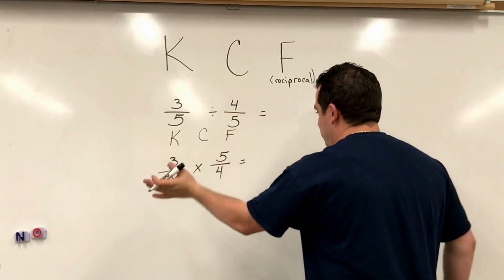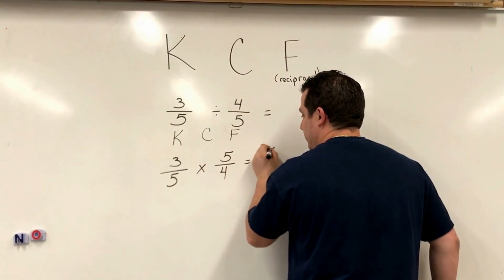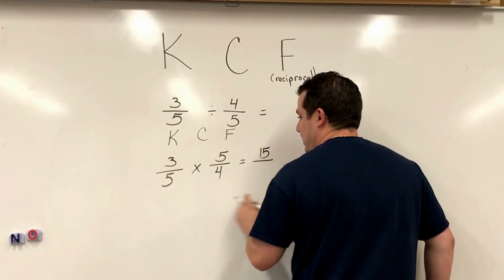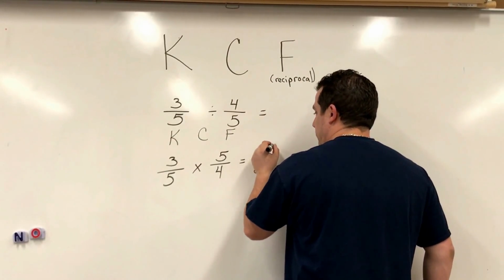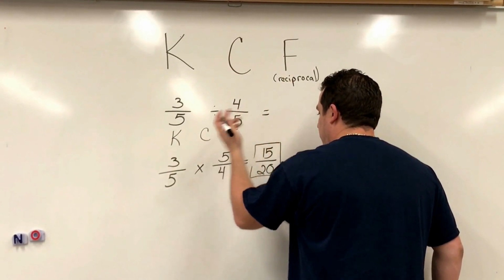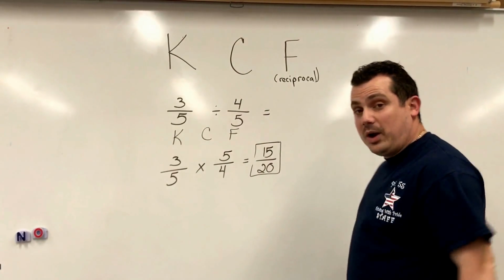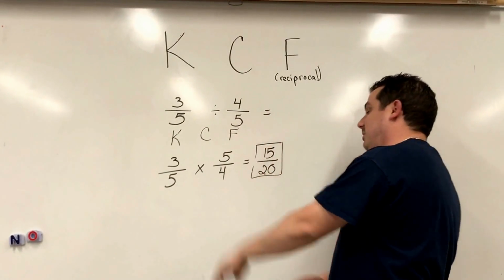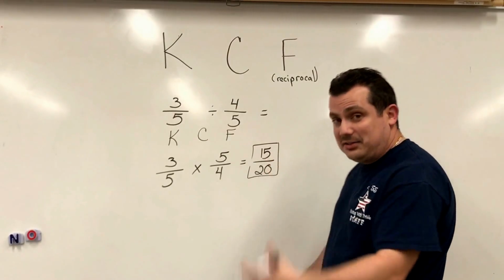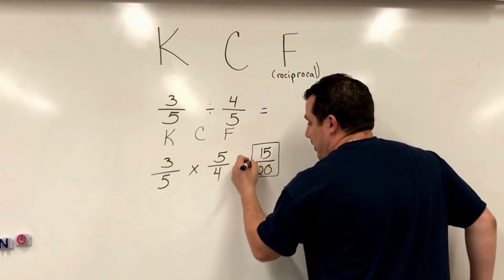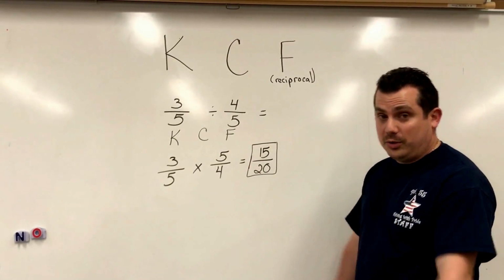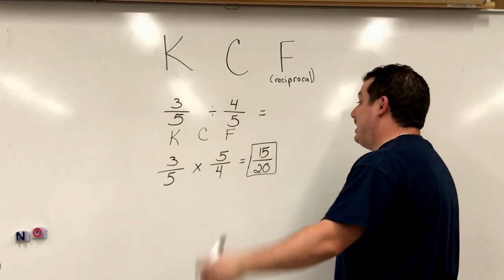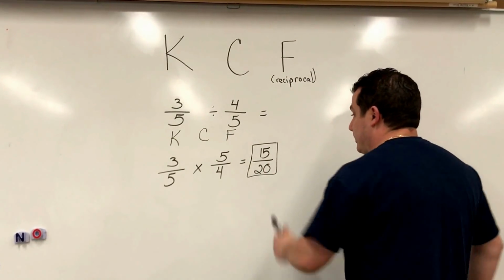And then all you have to do is multiply straight across. 3 times 5 is 15, 5 times 4 is 20. So your answer is 15/20. And then ask yourself, is that fraction in simplest form? It is not in simplest form, so you ask yourself, once again, what factor can go into 15 that can also go into 20? If you said 5, you're correct.